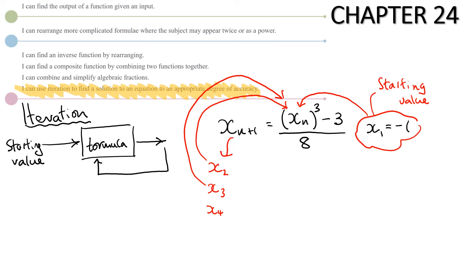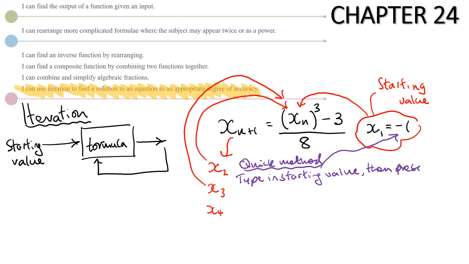Now the quick way of doing this on your calculator is first of all to put the starting value in and then press equals. It saves you typing it in over and over again. So the quick method: type in the starting value. In our case, that starting value is -1. Then press equals. Now what happens is that starting value will then get stored on equals or answer. So I'm going to do that now, -1, and just press equals.